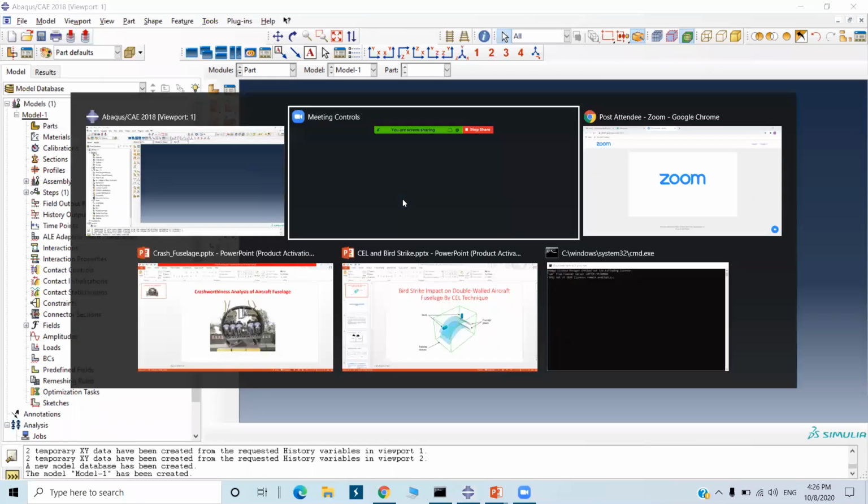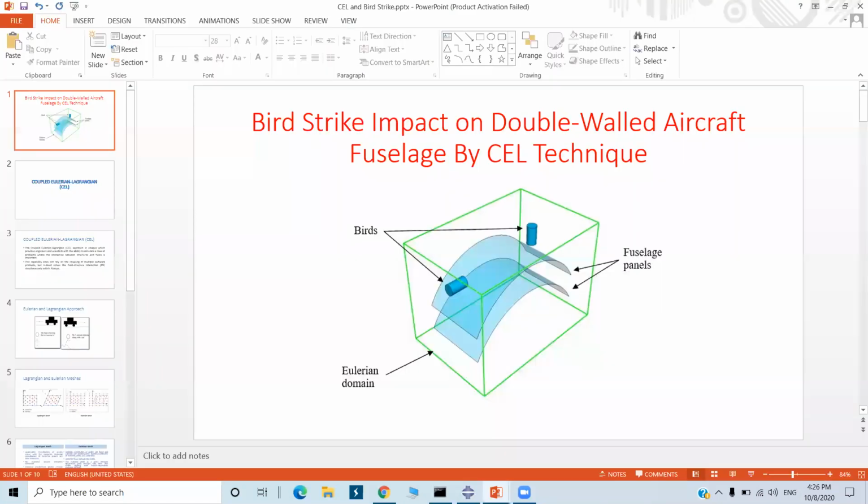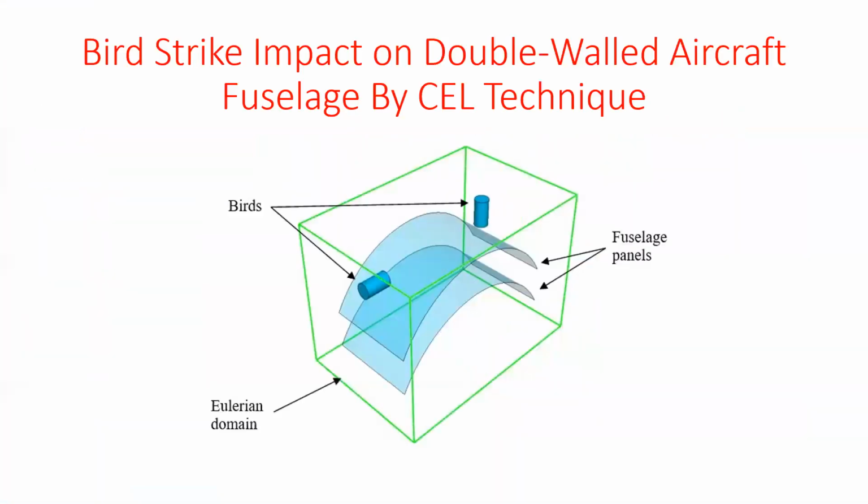There is one presentation. The problem is bird strike impact on double walled aircraft fuselage by the CEL technique. Students, please mute yourselves. So, bird strike impact on double walled aircraft fuselage by the CEL technique.